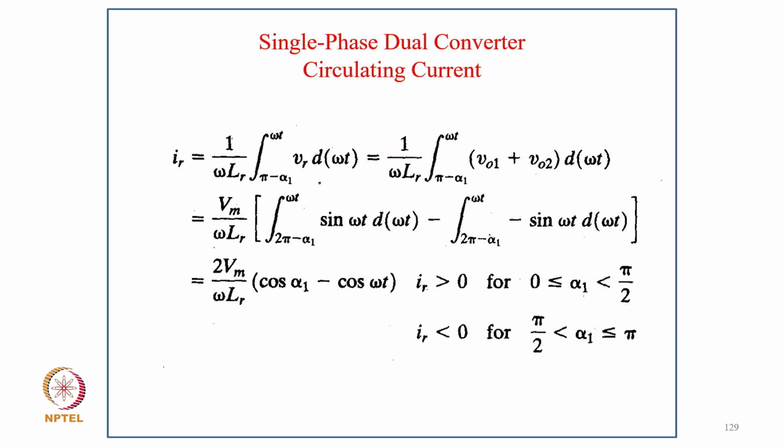And the circulating current in the dual converter is IR equal to 1 upon omega LR, integral from pi minus alpha 1 to omega t of VR d omega t, and putting the value, it comes to the final 2 Vm upon omega LR in bracket cos alpha 1 minus cos omega t. IR is greater than 0 for alpha from 0 to pi by 2, and IR less than 0 for alpha 1 from pi by 2 to pi.